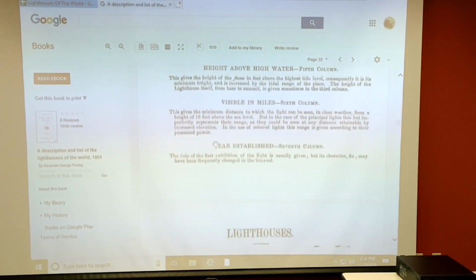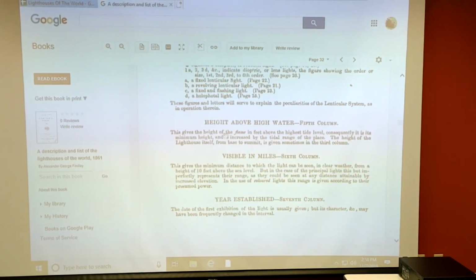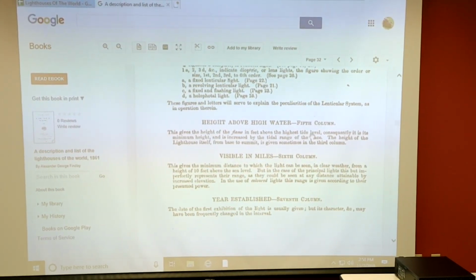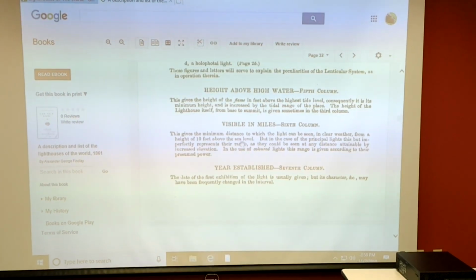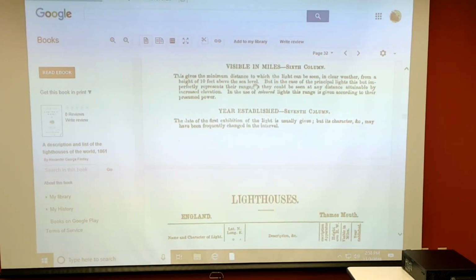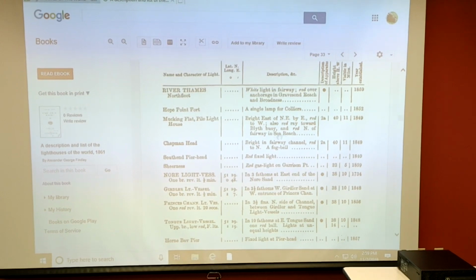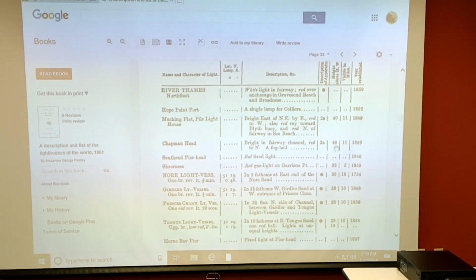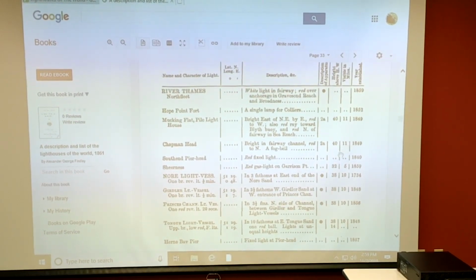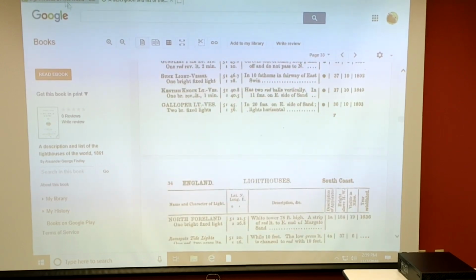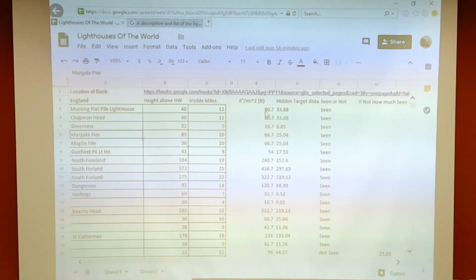Okay, so the height of the light is given at high tide level, and the distance visible in miles is for an observer 10 feet above the sea level. Then I just started plugging and chugging all of the data points for height above water and visible miles.